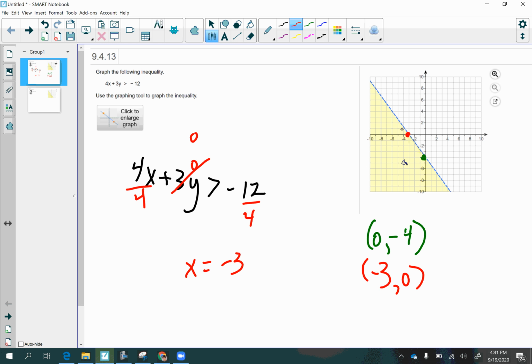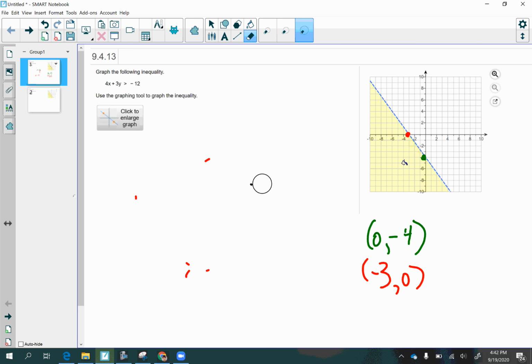Okay, so far that's good, and then we have the dashed line since this is a strict inequality symbol, and now we just have to decide which side to shade. Well, there's a couple ways you can go about it. You can pick a point. Let's just pick a test point. Let's pick this point down here that's in the yellow shaded region. That's the point 1, comma, -6.